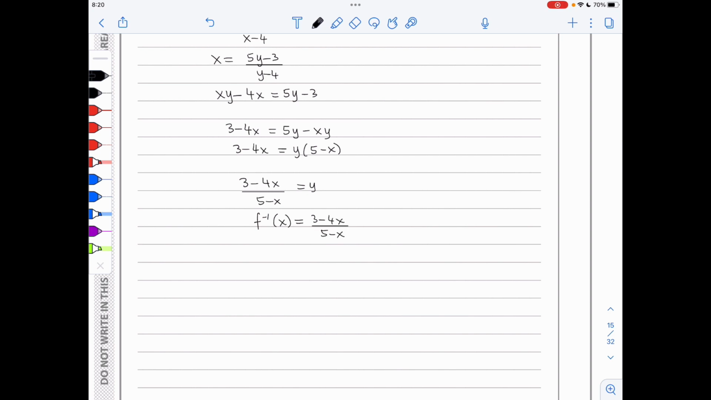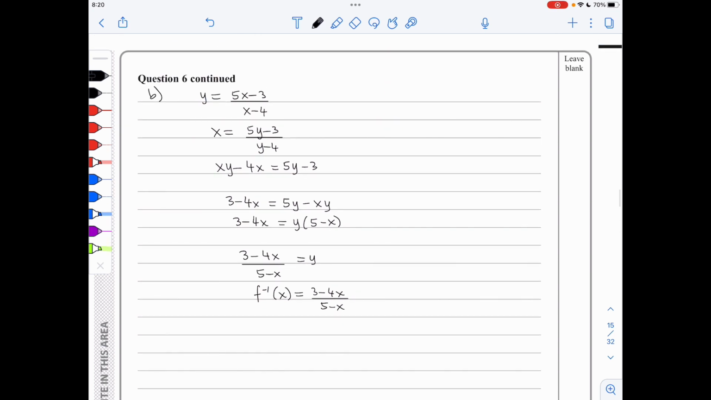This is not the end of the story. We also need to find the domain of f inverse. And as always, I'll be using the fact that the domain of f inverse is the range of f(x). So I will plot f, and based on that, I will find its range.